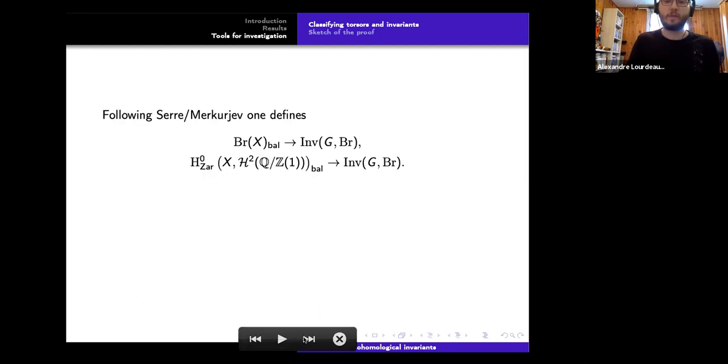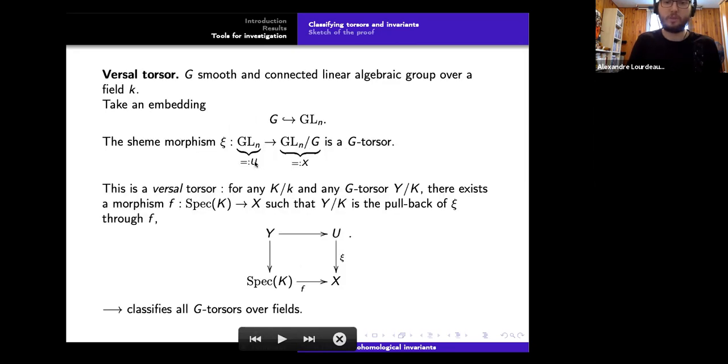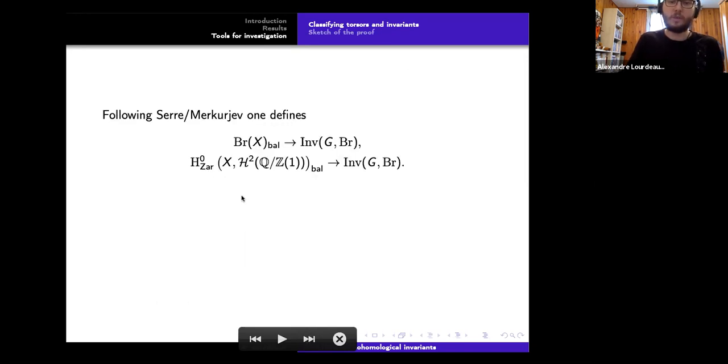And then when we have the G torsor U to X, we can define, following Serre and Merkurjev, two morphisms from the Brauer group of X to the group of Brauer invariants of G. And also we have the identity map from the group, I will explain.